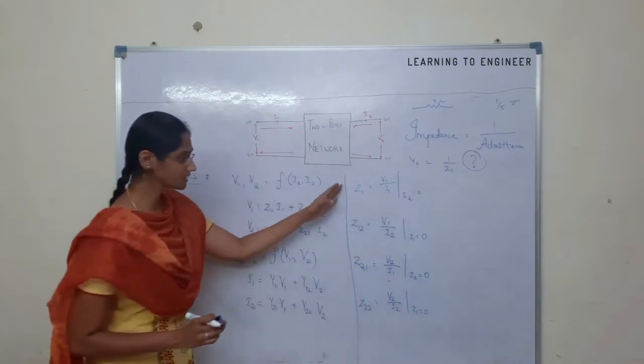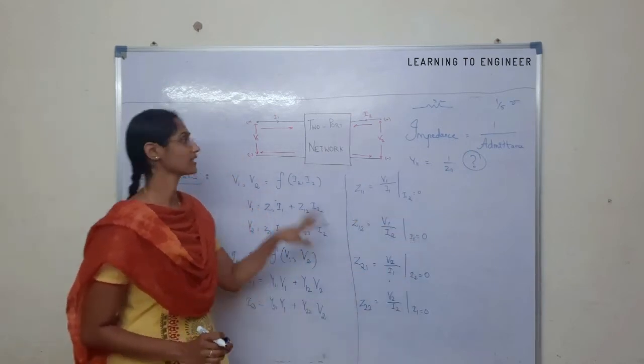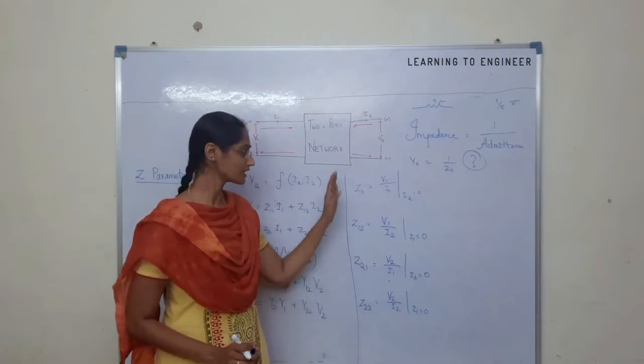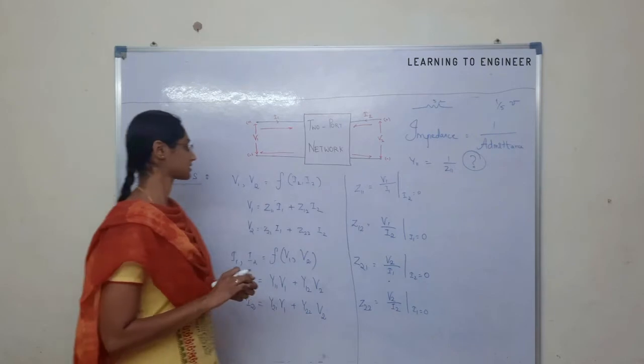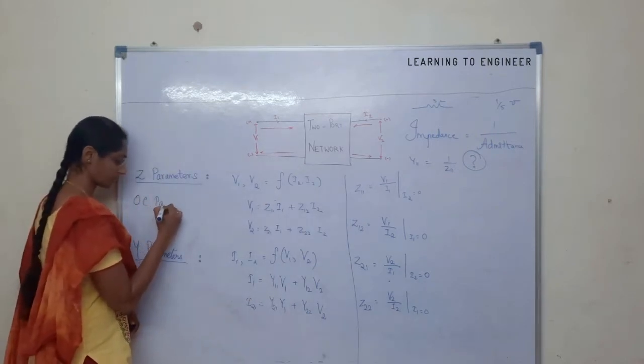So in finding all these desired parameters, we are making one of the currents zero, either the input port current or the output port current. So the Z parameters are called open circuit parameters.